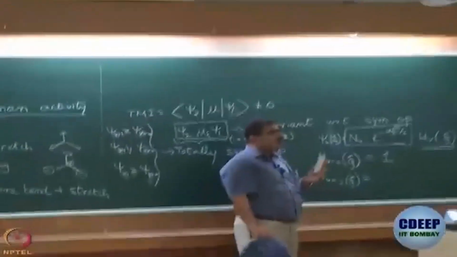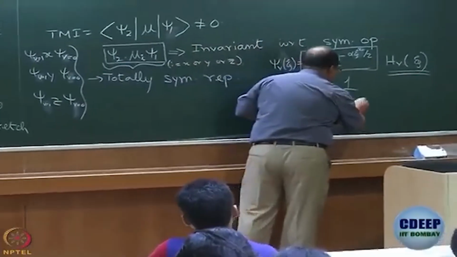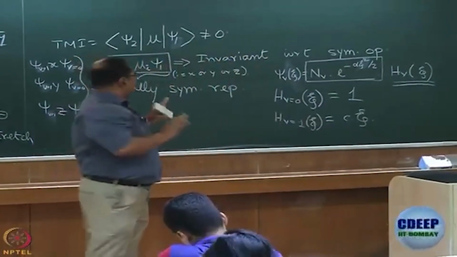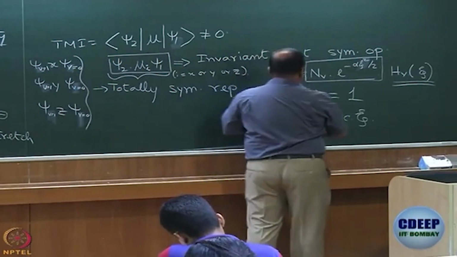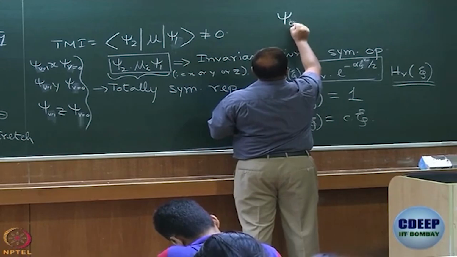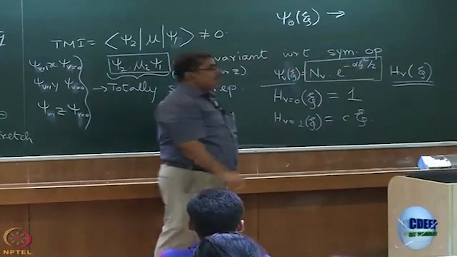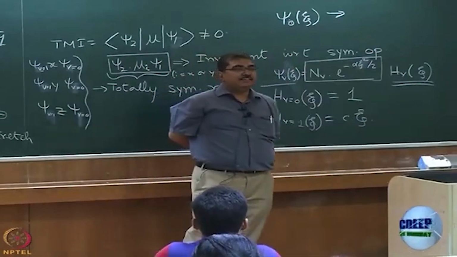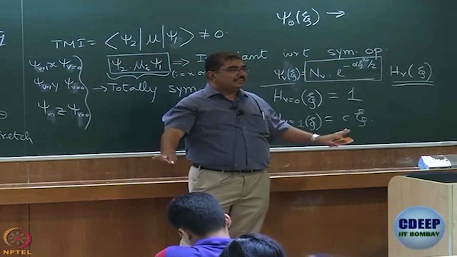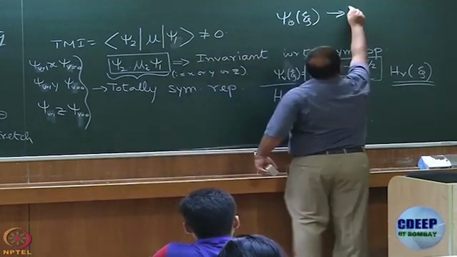Since I have a poorer memory than you guys, I do not remember the coefficient, all I remember is that it is some constant c multiplied by xi. Okay. Now see, so what is this? Can I write it like this, psi 0 of xi? What will be the symmetry of psi 0 of xi? It is totally symmetric, right? Are we clear that for v equal to 0, the wave function is totally symmetric? So, this is totally symmetric.